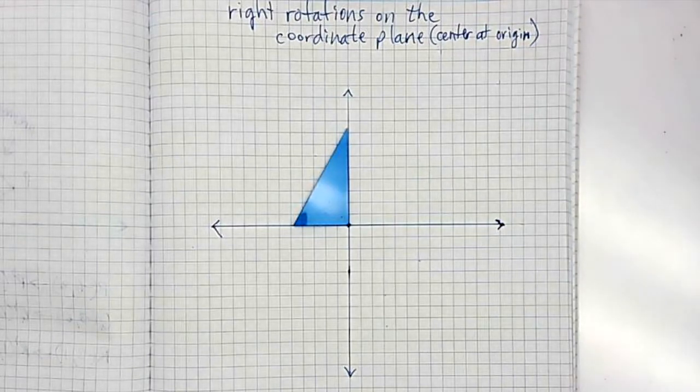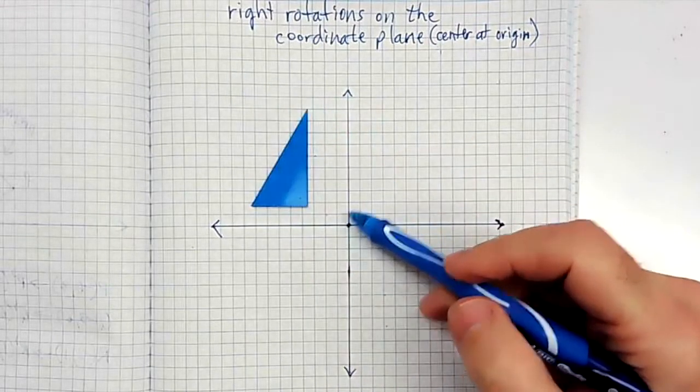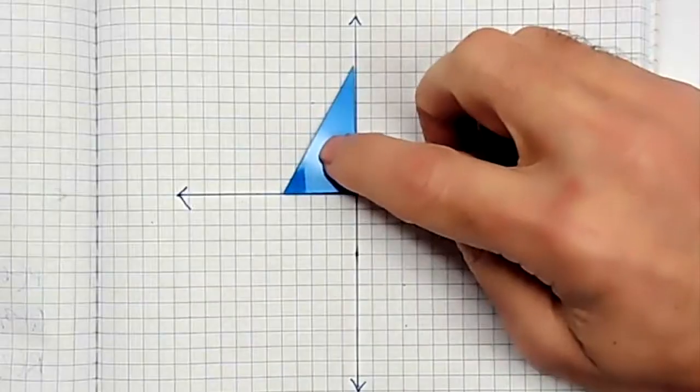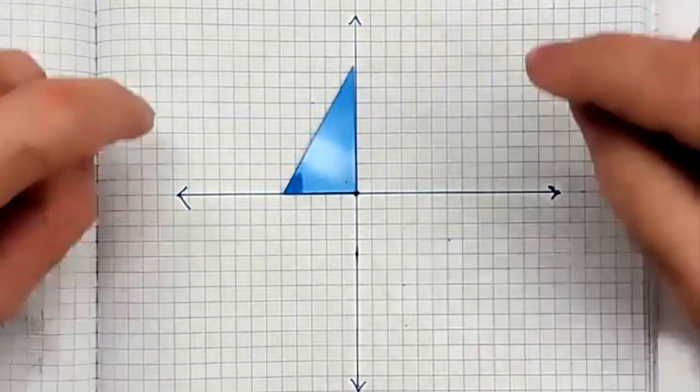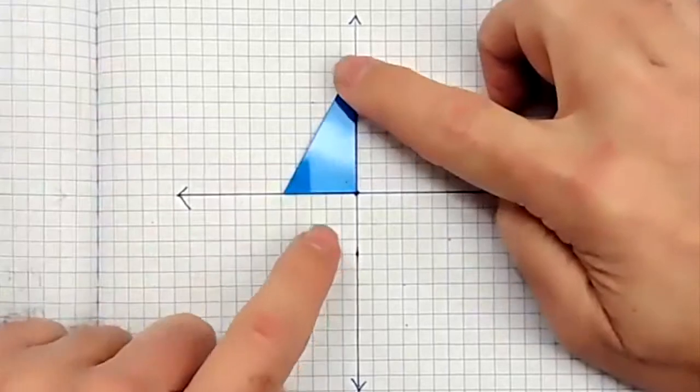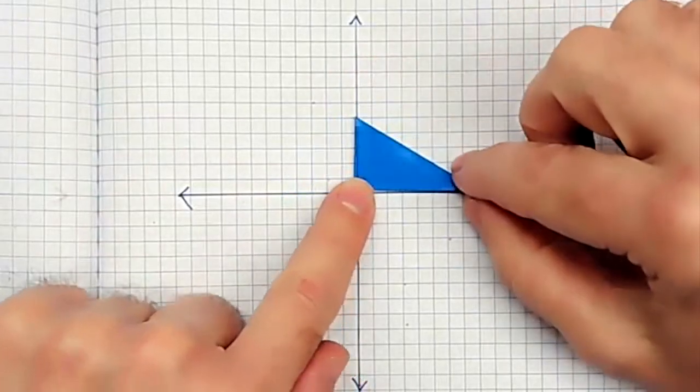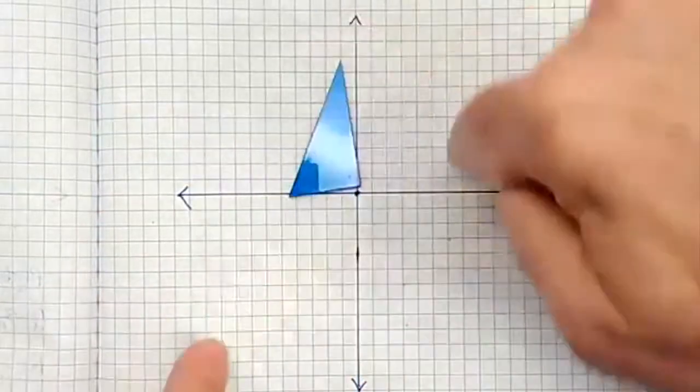All right, and the next transformations were rotations on the coordinate plane, okay? Here it's important to point out that our center is at the origin always for these rotations. So I'm gonna use this right triangle to demonstrate what happens when I do a rotation. Okay, so notice if I rotate at the center and I do 90 degrees clockwise, right? A clock goes in this direction.